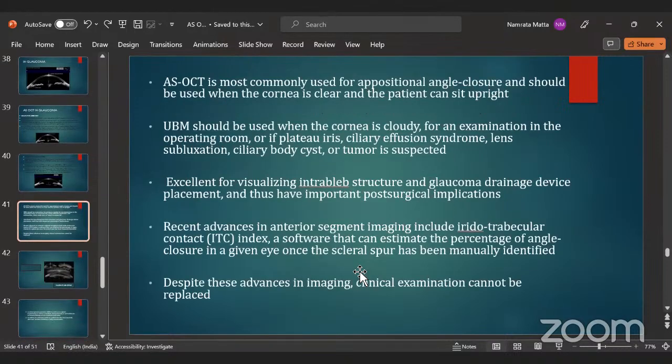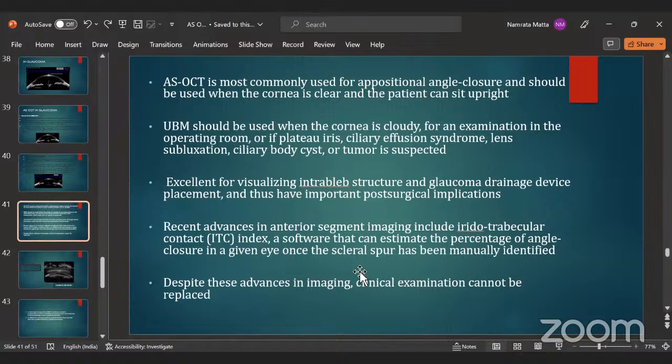As I mentioned, it can be used for appositional angle closure, but it can be seen only if the cornea is clear and the patient can sit upright. These are the limitations. UBM should be used when the cornea is cloudy. And there is good visualization with ASOCT of intra-bleb structures and glaucoma drainage device placements. Also, it has post-surgical implications.